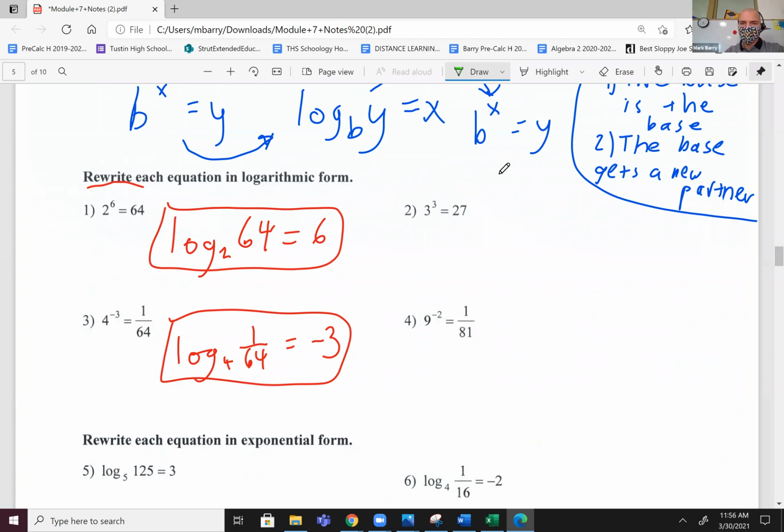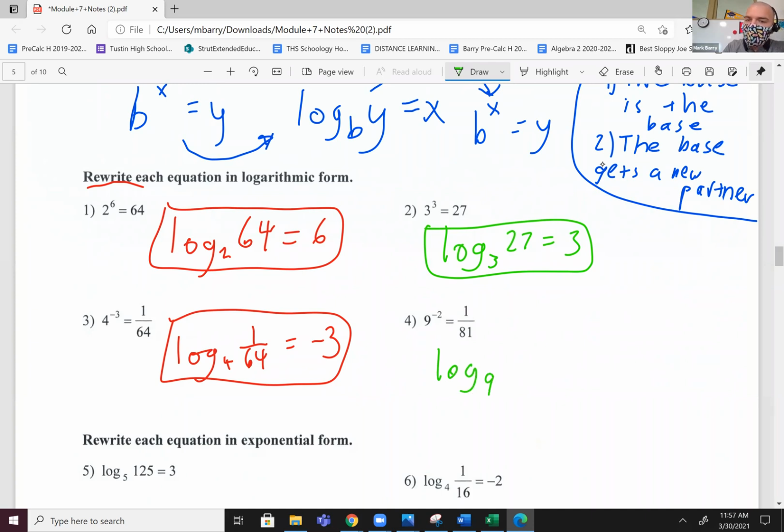Cool. All right, so let's go over our answers here, make sure we did them correctly, even if you thought it was easy. So here we go. To write the word log, we need a little small base at the bottom, so that's gonna be 3. 3 wants a new partner, so it's gonna get with 27. And then the 3 that was in the exponent is now isolated, so that's that. And then lastly, number 4 here. So we have log, the base is gonna be 9. New partner is gonna be 1 over 81, which means that -2 is over there by itself. Boom.